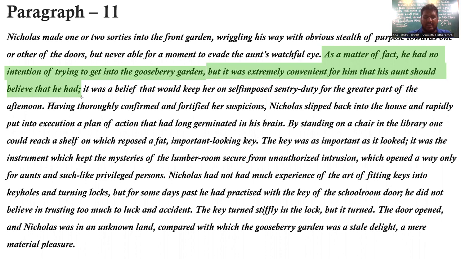As a matter of fact, he had no intention of trying to get into the Gooseberry Garden, but it was extremely convenient for him that his aunt should believe that he had. Aunt is the person who actually motivated. Can you understand? There are certain parents, there are certain adults who motivate children to do wrong things. And they take some kind of enjoyment from that. So this is the best example.